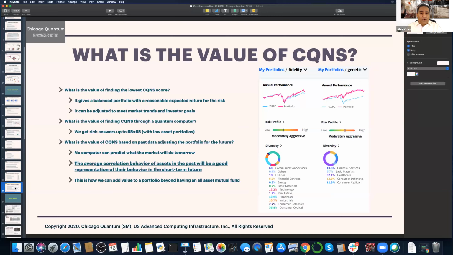And then finally, what's the value of the CQNS? So we've looked at a number of portfolios now. And on the right side, you can see these plots of the performance of certain portfolios. And these are just example portfolios. I picked a Fidelity portfolio, took out the top 100 assets in there and plotted that. And then we ran it through our genetic solver, and we got an answer. And then we created a portfolio and looked at the performance of that. And you can see that it had a good performance.